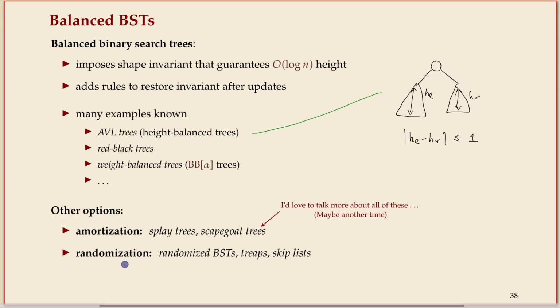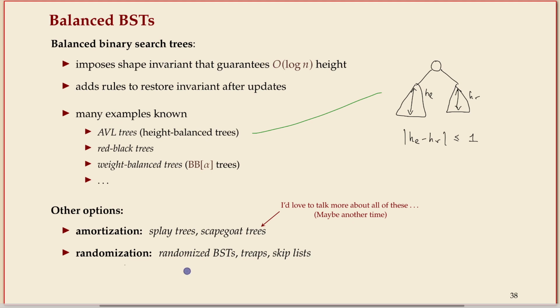The second option is randomization. What I said previously, the height is usually good if the insertion order is random. You can do better than that. You can enforce the randomness. So even if someone inserts things in a bad order, it's still unlikely that you see a tall tree. But you enforce the randomness by explicitly doing random things. It's very different and much more powerful.